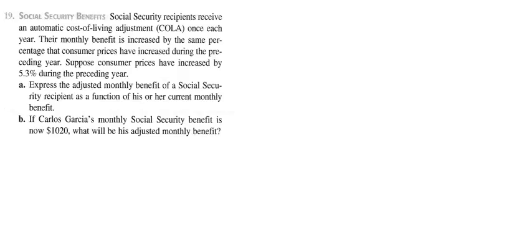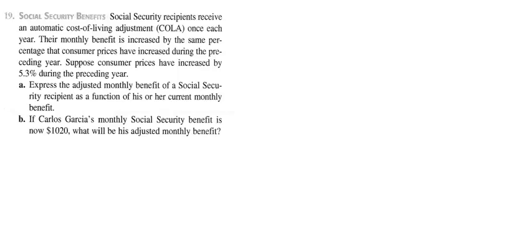Okay, in this video I'm going to do problem number 19 in section 1.3. Social Security recipients receive an automatic cost of living adjustment, COLA, once each year. Their monthly benefit is increased by the same percentage that consumer prices have increased during the preceding year. Suppose consumer prices have increased by 5.3% during the preceding year.